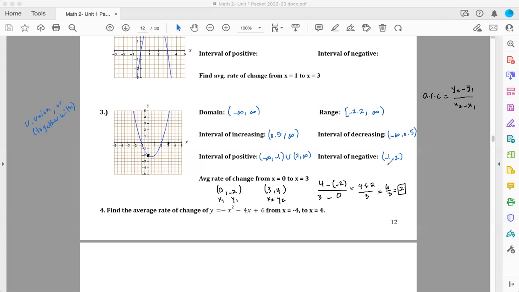This is how you do it visually, graphically. Number 4 asks you about the rate of change, but you're doing it algebraically. That means you're plugging values into the equation. It's giving you the equation, and it's giving you 2 x values. So you can treat them as x1 and x2, basically. And all you have to do is plug them in.